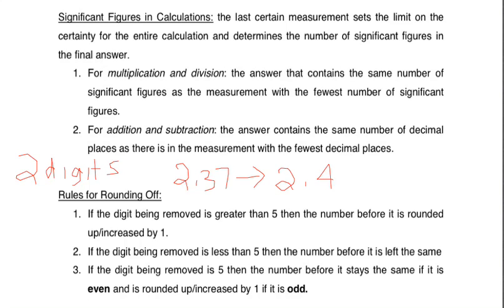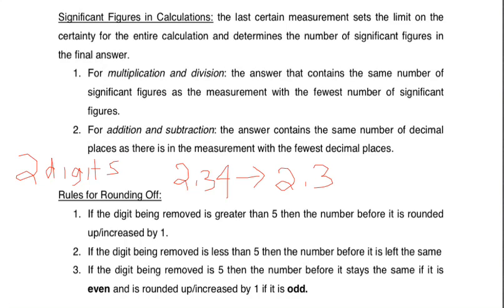Okay? So now moving to rule number 2, if the digit being removed is less than 5, so instead of 7, let's just say we have 2.34, we won't be rounding up, we're actually going to keep the number the same. So 2.34 will just be rounded to 2.3. Alright, so those two were simple enough.